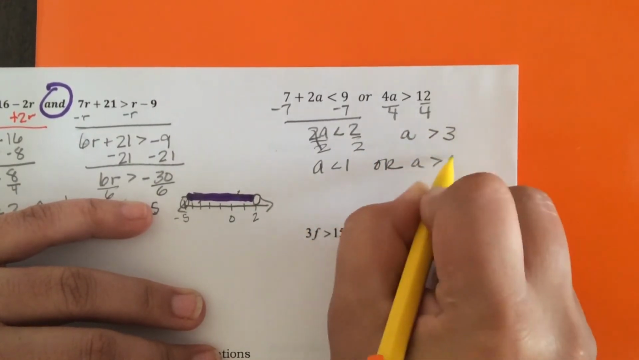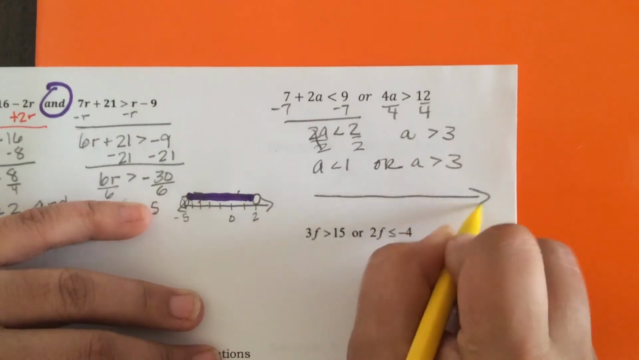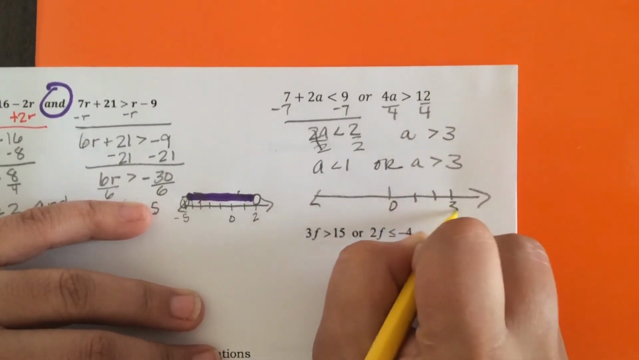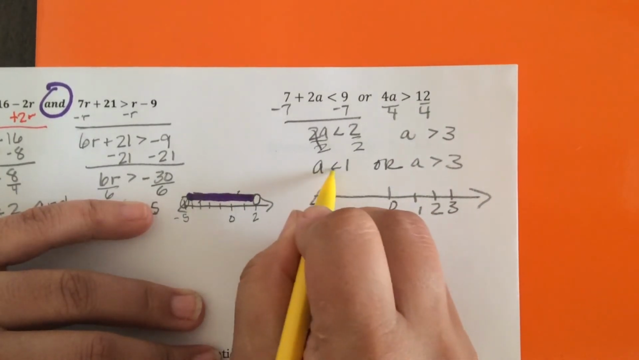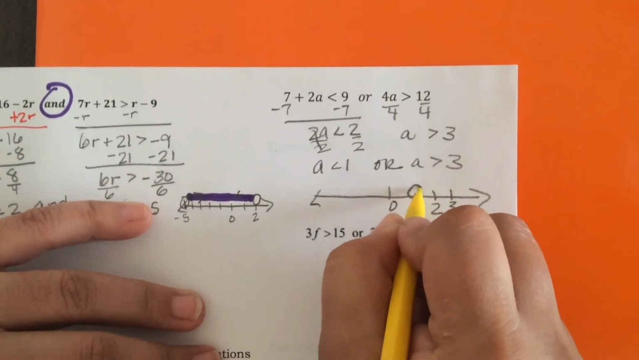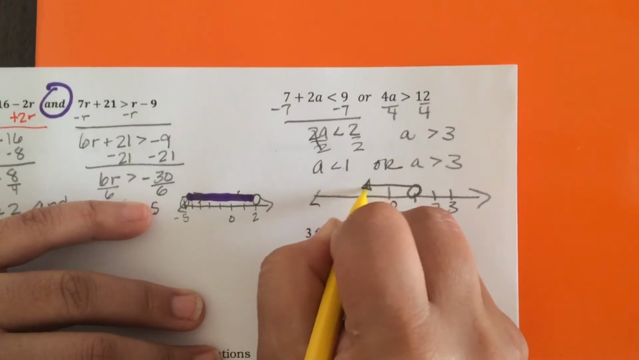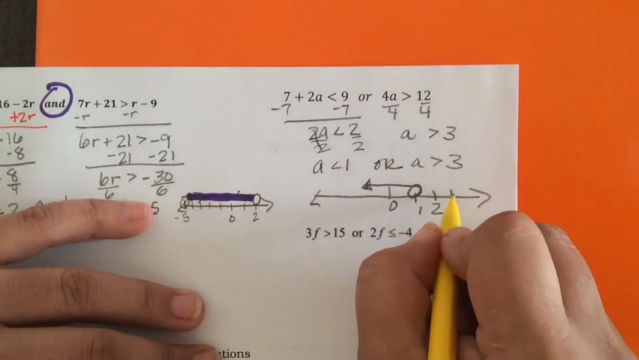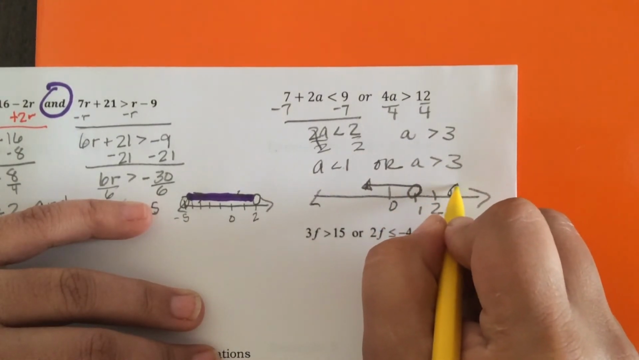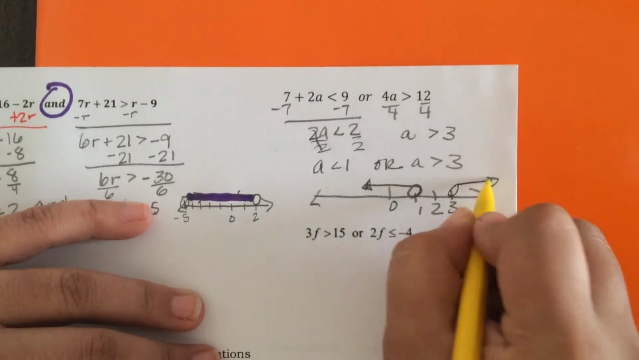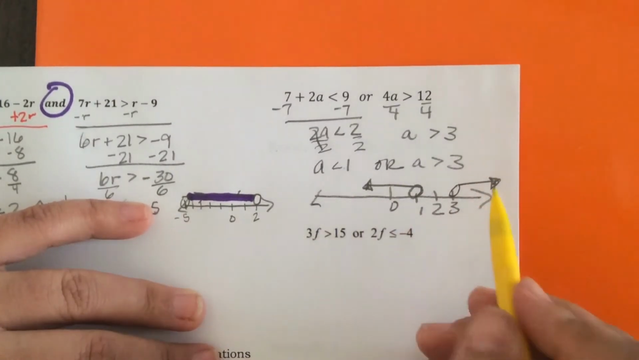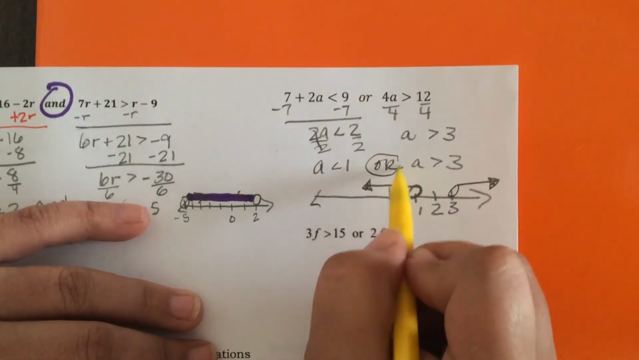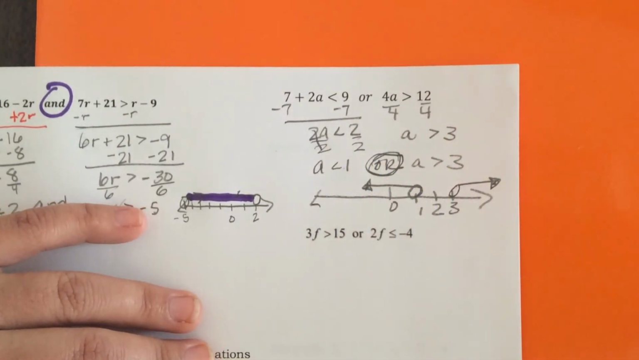So here we have a is greater than 3. So what does that mean? We have 0, 1, 2, 3. A is less than 1. Here's 1. Less than, or to the left. So you're going to highlight that way, make an arrow pointing to the left. A is greater than 3. Open circle, and it's going to go to the right because the number is greater than 3. So see how the arrows are pointing in opposite directions? That happens when you are doing your OR statement.